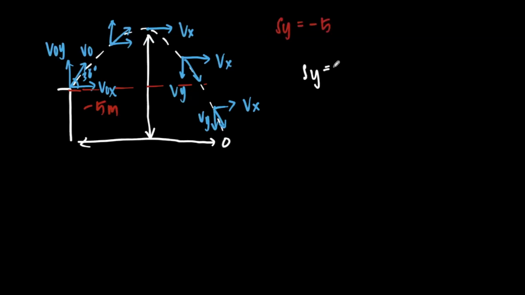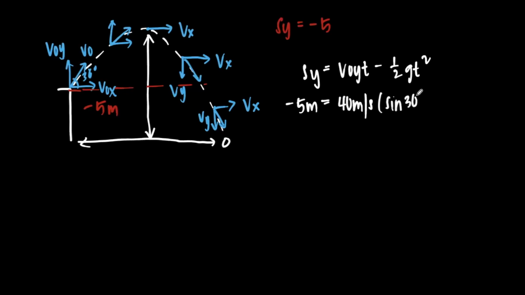Sy is equal to VOY t minus 1/2 g t squared. So Sy, negative 5 meters, is equal to VO, which is 40 meters per second, times sine 30, times the time, which is the unknown, minus 1/2 times 9.81 meters per second squared, multiplied by t squared.